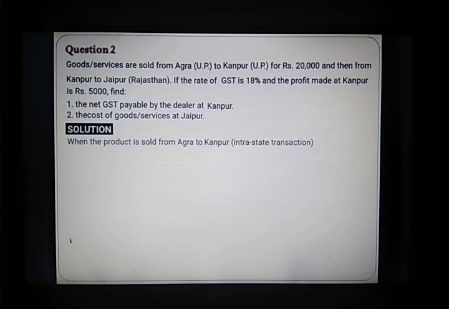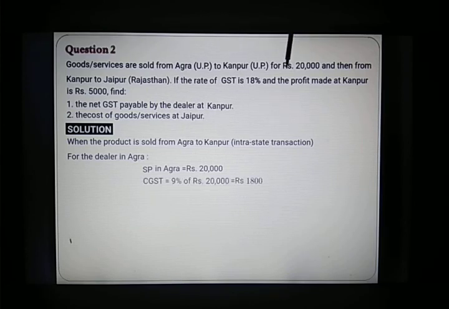Now first is the intrastate transaction. So from Agra to Kanpur, let us see what is happening. Obviously, this is my selling price for Agra, right? So for the dealer in Agra, the selling price will be 20,000, as I said. Now since the GST rate is 18%, and since this is intrastate, there is going to be CGST and SGST applicable. Since it is 18%, CGST will be 9%, which will be this much. Similarly, SGST will be this much.